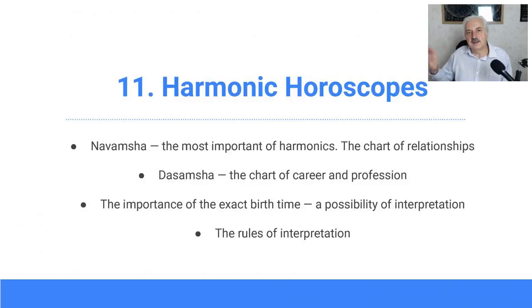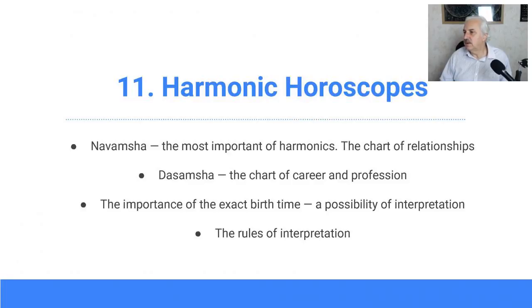We will have lessons on rectification in a later module of these 4 courses. But already now you can start doing your first steps to interpretation with the help of Varga charts. If you see that there is something terribly wrong about your relationship, looking at the Navamsha chart, maybe your birth time is not that precise. Try moving it a little bit and see if you hit the nail on the head with a Navamsha.